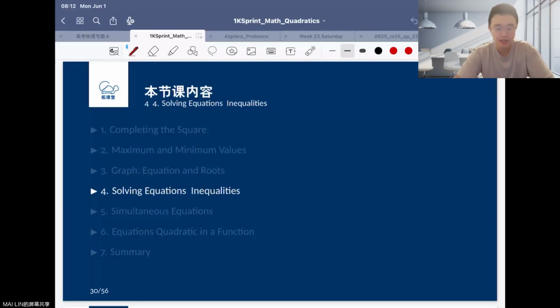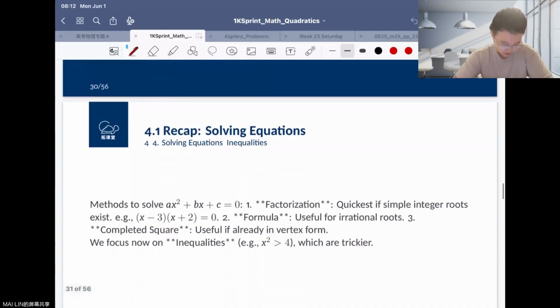Okay, hello guys. Today we are talking about solving equations and inequalities. Okay, so let's move to the first part of it.